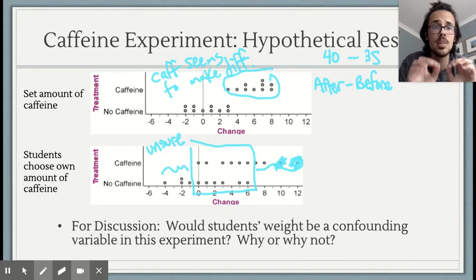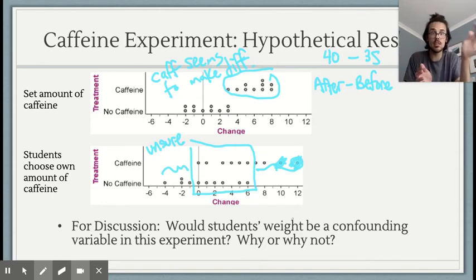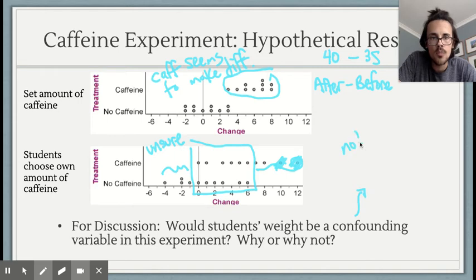I randomly assign people to treatment at the beginning. So if I randomly assign people to treatment, people who weigh more should be balanced between this group and this group. People who don't weigh as much, balanced between this group and this group. Random assignment is basically our way of ensuring that variables don't get linked like that and we can actually tell what's going on. So would weight be a confounding factor? No. Treatment was randomly assigned.